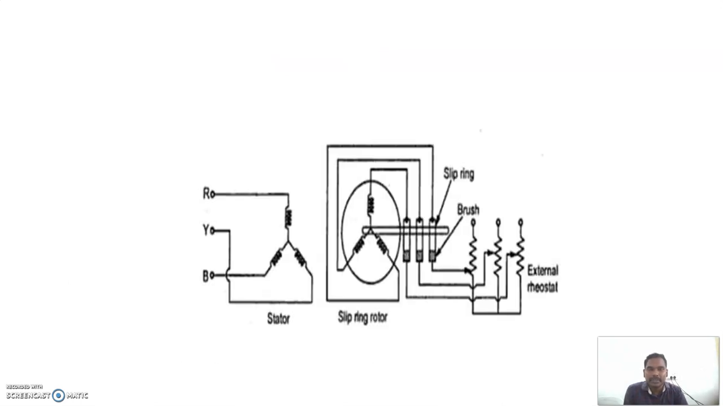This is the pictorial representation of rotor resistance control. Here we have the stator and rotor, and before the supply enters the rotor, we have slip rings and brushes. Then externally we have an external rheostat. By varying this rheostat, you can vary the current and flux, so that we can reduce the speed of the machine. Okay, thank you.